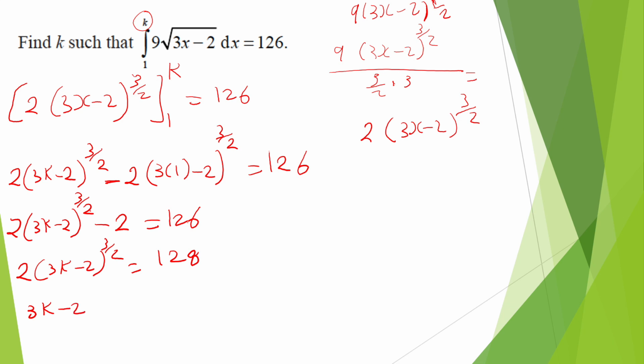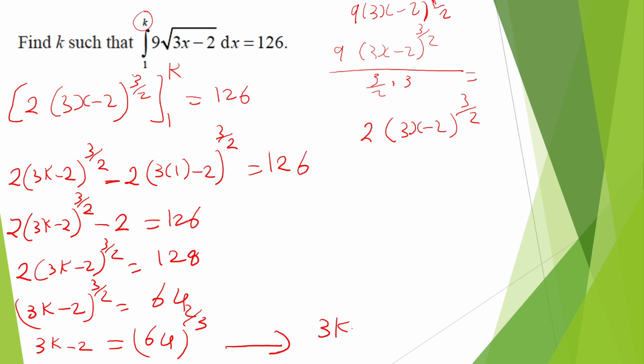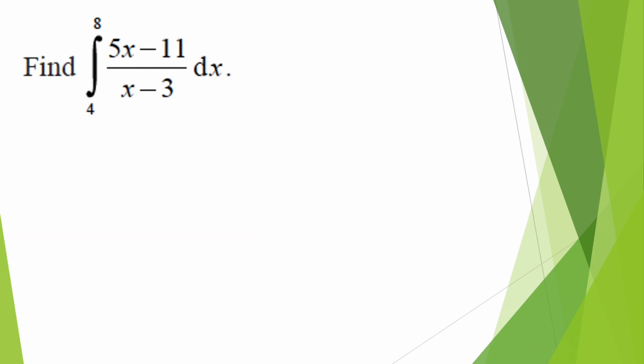So 3k minus 2 all to the power of 3 over 2 equals 64. And then flipping that side, so 3k minus 2 equals 64 to the power of, just flipping that fraction, so it's 2 over 3. And that will give me 3k minus 2 equal 16. And then just take it, so 3k equal 18. So k is equal 18 over 3, which is equal to 6. That's your final answer. Okay, so that's a merit level defined integration.